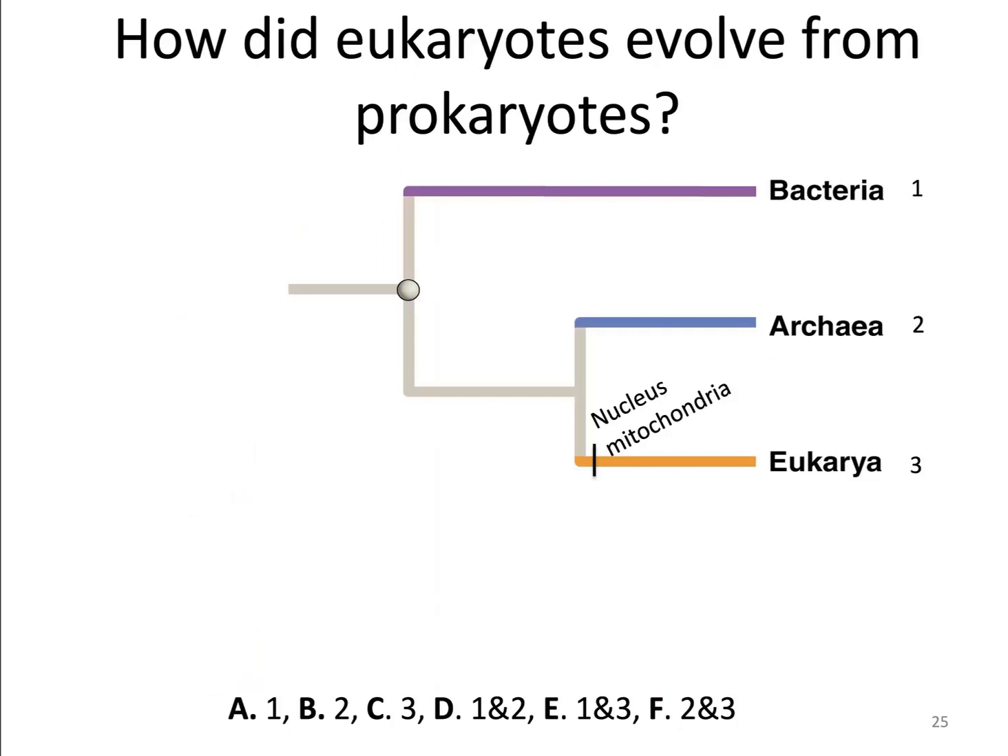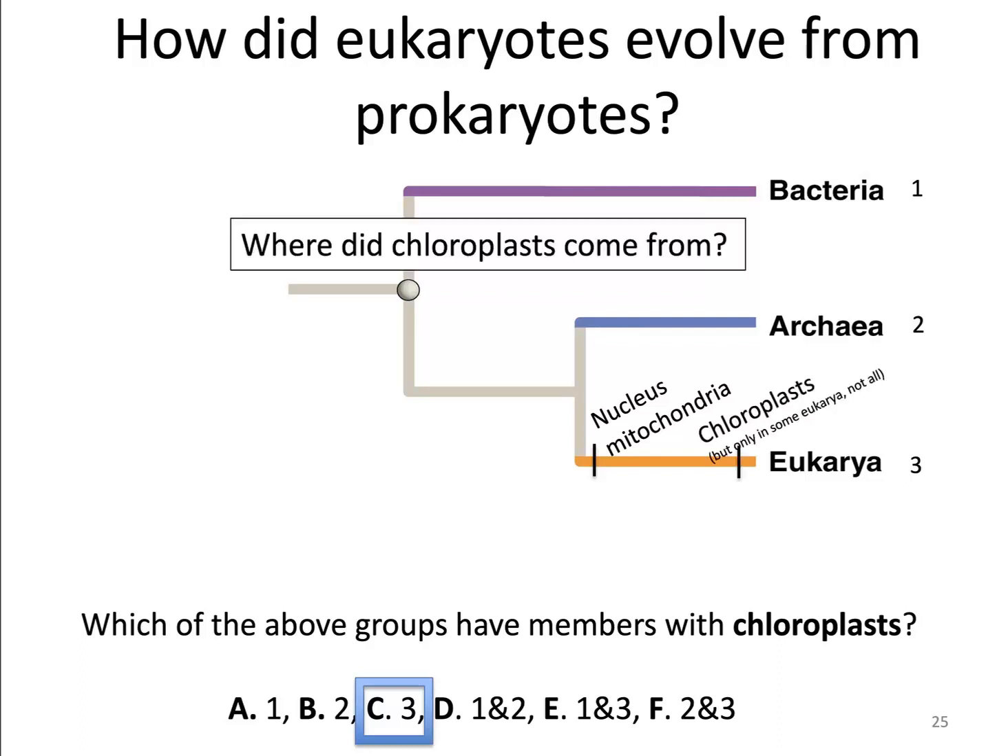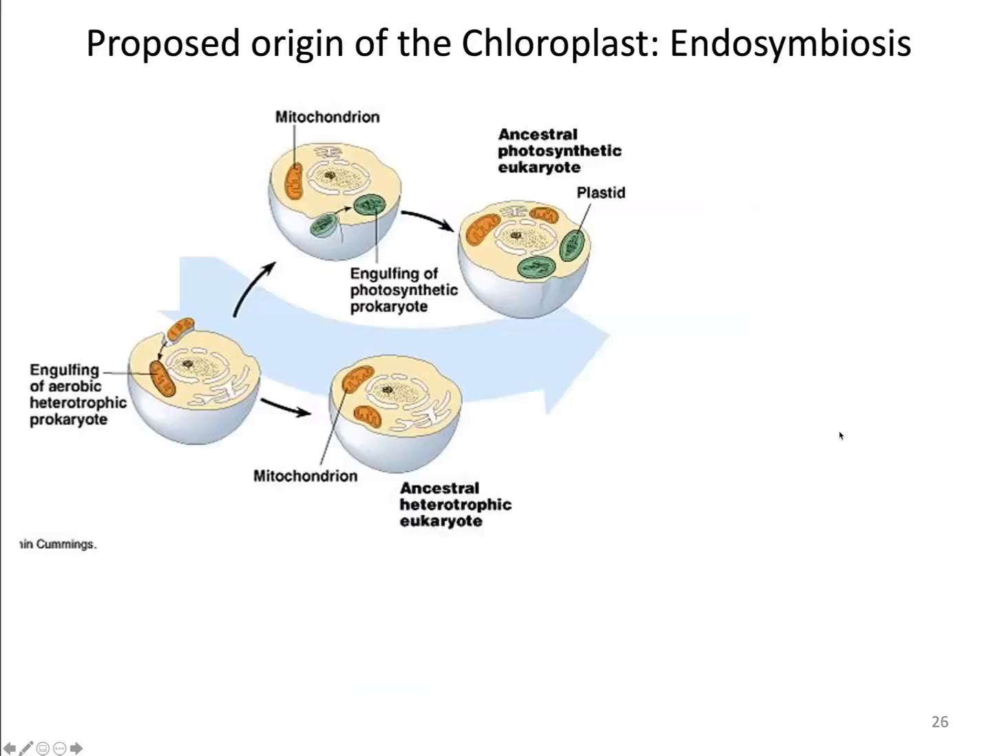So, how did eukaryotes evolve from prokaryotic organisms? We've talked about the nucleus, we've talked about the mitochondria. What about chloroplasts? So let's talk for a second about chloroplasts. Which of the following groups, bacteria, archaea, and eukarya, have chloroplasts? If you said C, you are correct. Remember, chloroplasts are organelles, and so they're unique to the eukaryotes. And so if we're going to put chloroplasts on this tree, we might put them somewhere here, although not all eukaryotes have chloroplasts, only some eukarya, not all of them.